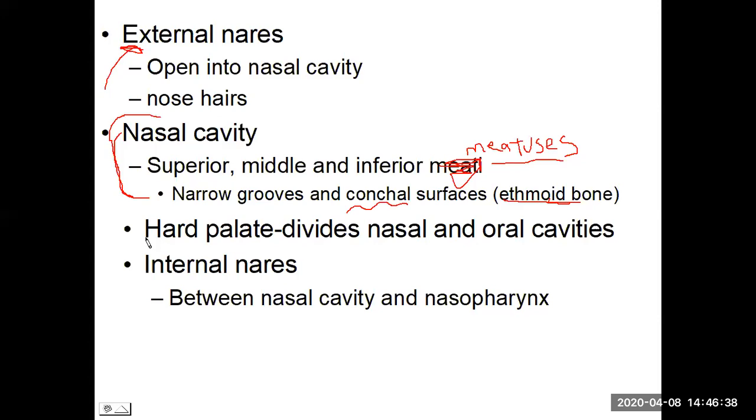Another lab term, the hard palate. This is the bony structure that separates the nose and the mouth. It includes the maxilla and the palatine bones, which together make that bony ridge between the nasal and oral cavities. And lastly, we'll see this on a figure. As the nasal cavity tapers down in size, it leads to a narrowed region called the internal nares, and this serves as the border between the nasal cavity and the superior portion of the pharynx, the nasopharynx.